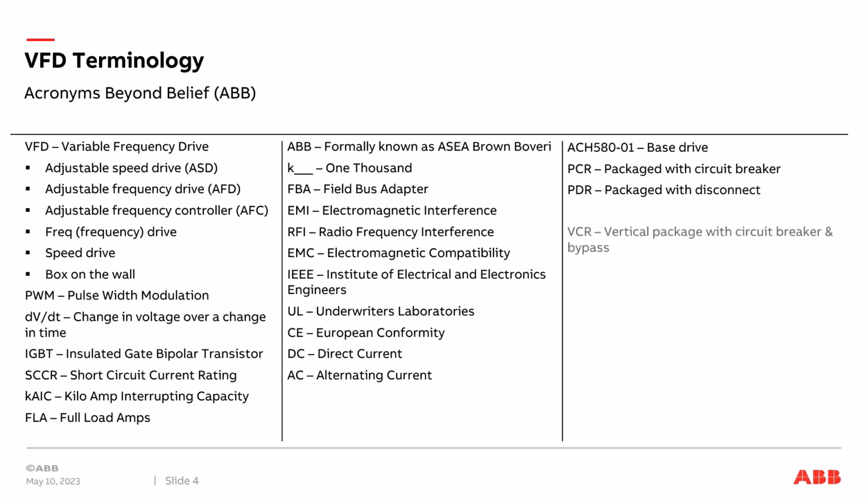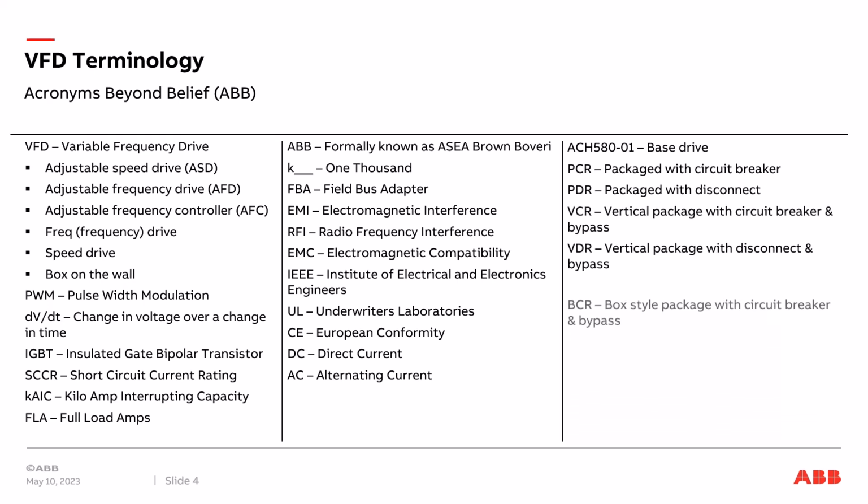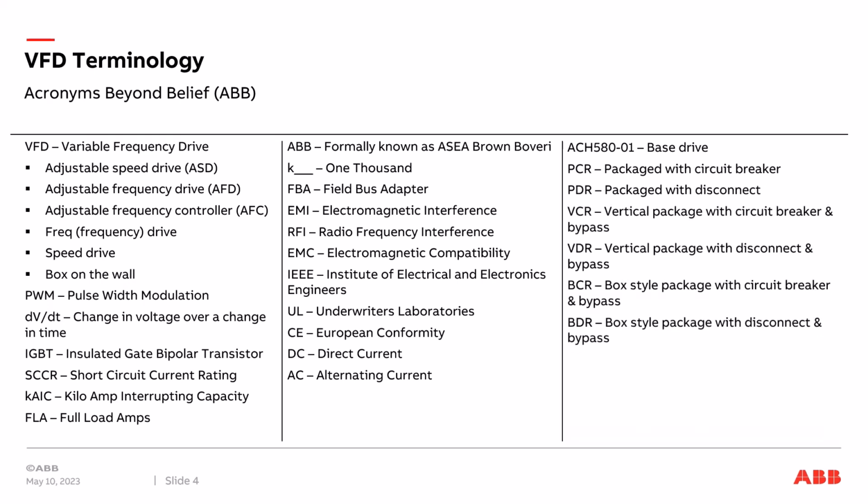ACH580-01 is a basic drive and comes with multiple different package designs. PCR and PDR come with circuit breakers and disconnects. VCR and VDR are vertical packages with bypass. BCR and BDR are what we call box style packages with bypass.